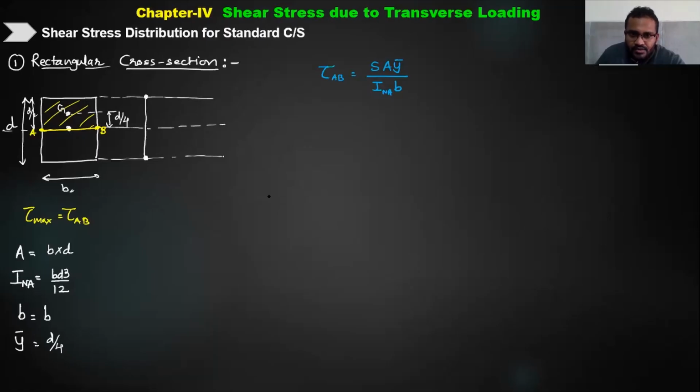Now I know all these values. Let us substitute here in this equation. So S is as it is. I don't know the value. Area is known to me, B into D. What is y bar is d/4. What is inertia is b d cube by 12. And what is B is simply B.